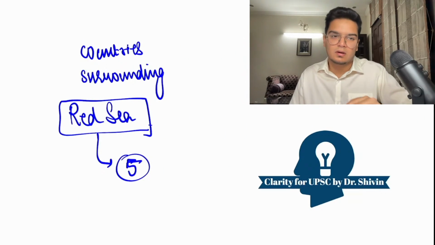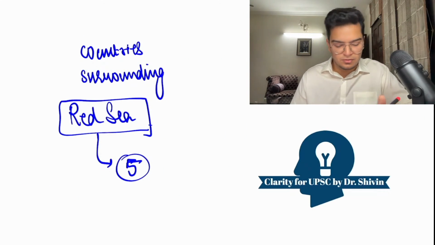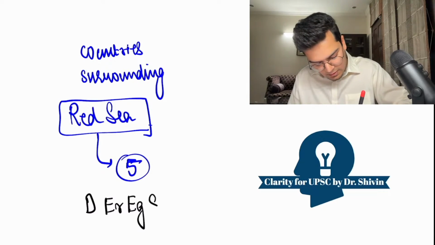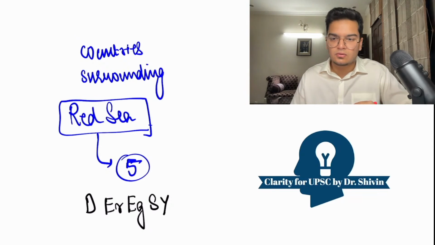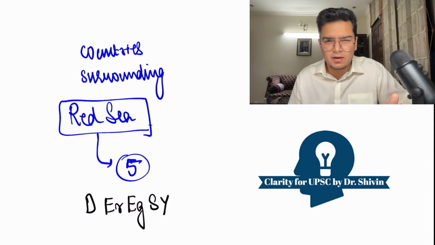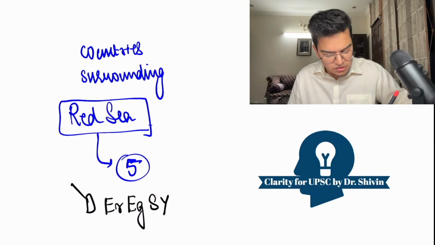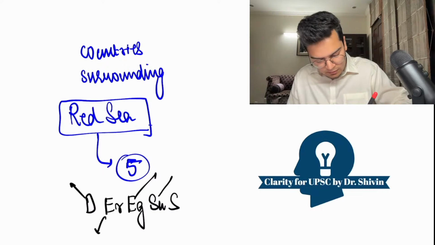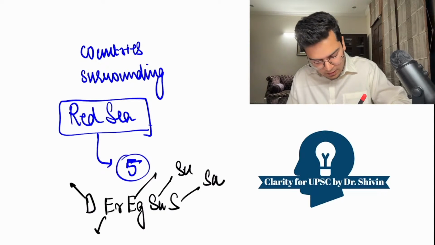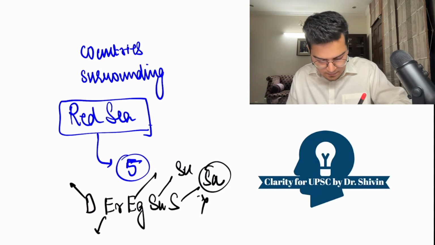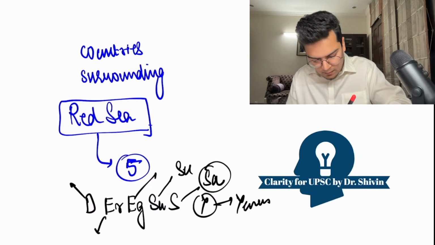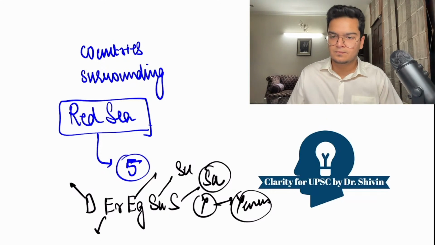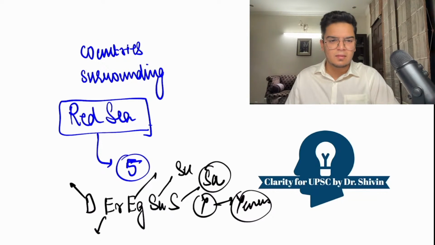Now, last question, countries surrounding the Dead Sea. I think I've also told you the mnemonic for this. It is DEREGSY, right? So not something that should be difficult for you. So there is Djibouti, Eritrea, Egypt, this double S. There is Sudan, there is Saudi Arabia, and there is Yemen. So countries surrounding the Red Sea. So again, not a very difficult question, I think, in my opinion.